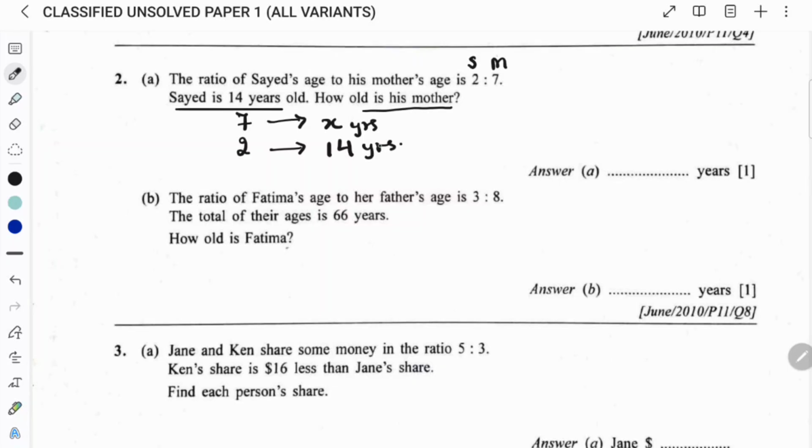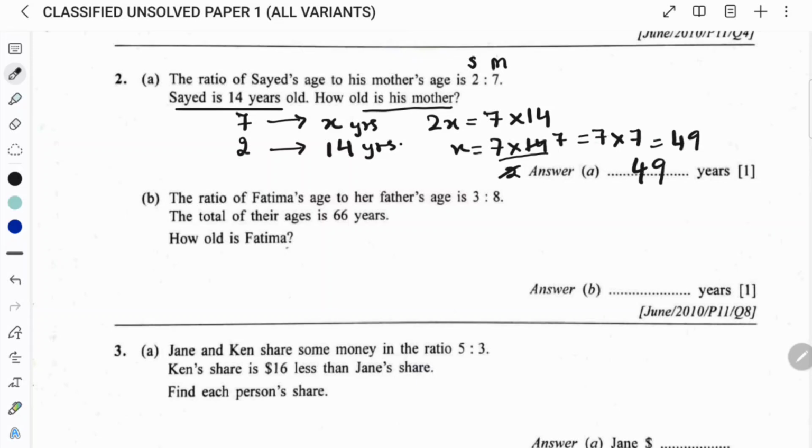So 2x is equal to 7 into 14, and x is equal to 7 into 14 divided by 2. 2 times 7, and 7 into 7 is 49 years. So 49 years is the Sayyid's age, okay, which was asked, which was required in the question.